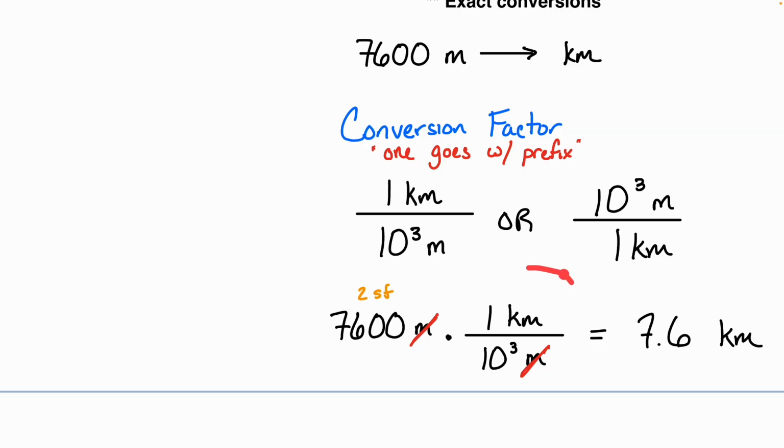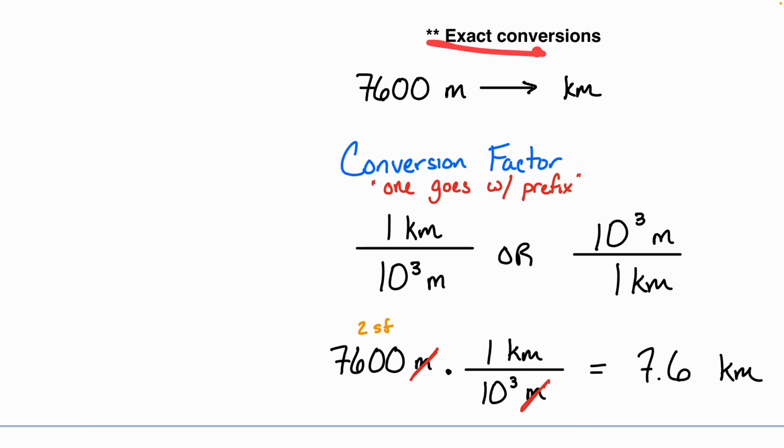Our metric prefix conversions are an example of these exact conversions. Remember we talked about exact numbers as if they have an infinite number of significant figures, okay? That's because these metric prefix conversions are defined that way. It's not like sometimes a kilometer is 10 to the 2 and sometimes it's 10 to the 4. No. A kilometer is defined as 10 to the 3 meters. That's the definition of what a kilometer is.